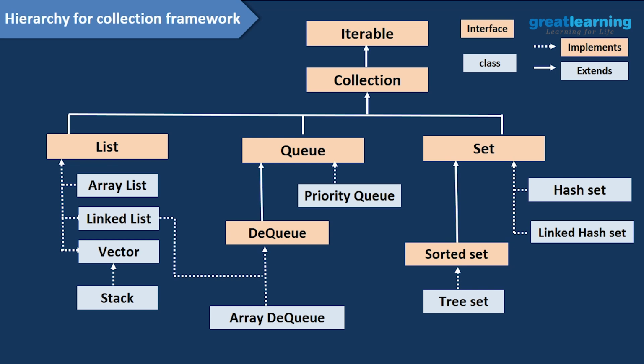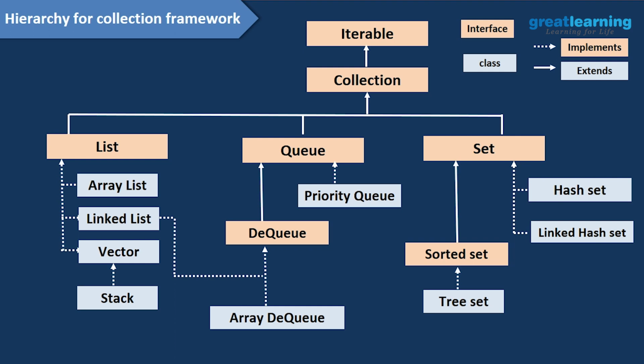Here you can see Collection, which is the interface, and the Collection interface encapsulates other interfaces like List, Queue and Set. Collection does not have any implementation, but you can implement the sub-interfaces like List, Queue and Set. List has four implementations: ArrayList, LinkedList, Vector and Stack. And Queue has Deque and ArrayDeque. Queue and Deque are interfaces, but ArrayDeque is a class. PriorityQueue is also a class.